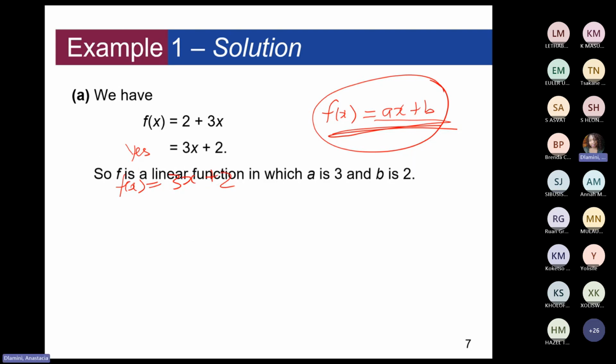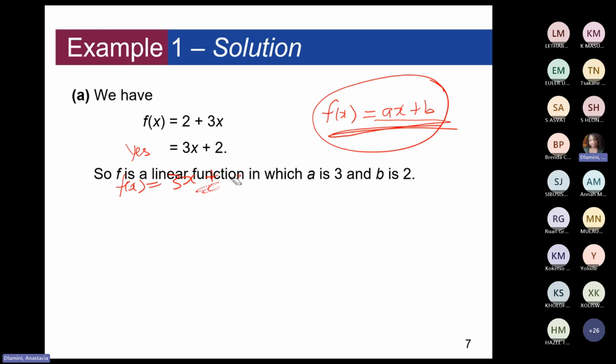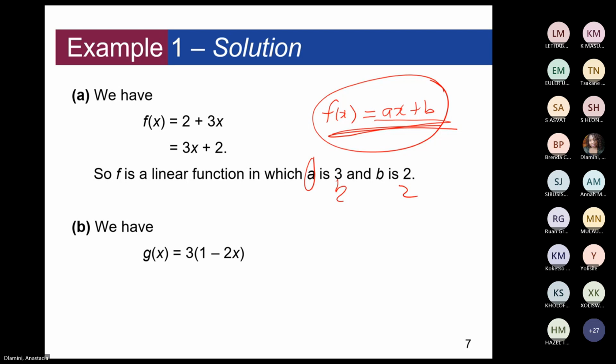So they say yes, it's a linear function. Here they went further just to explain. They say yes, it's a linear function. So f is a linear function in which a is 3 and b is 2. So let's write it in that form. Okay, so it's written here.